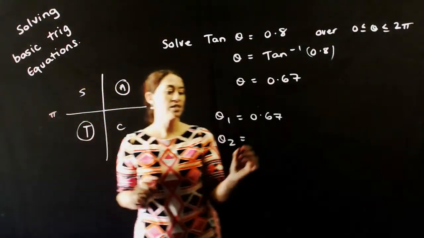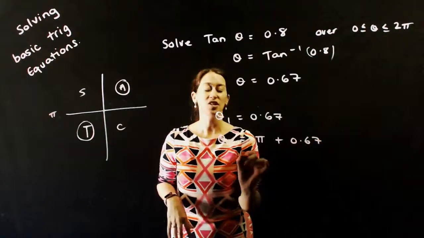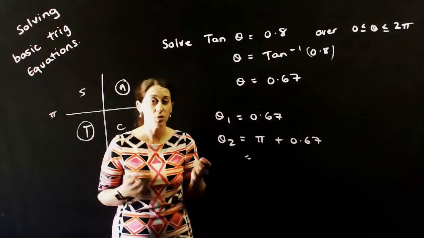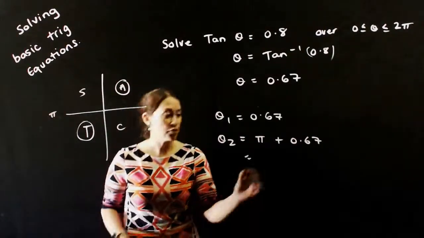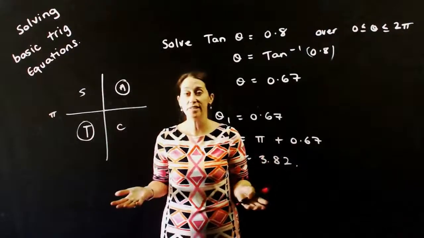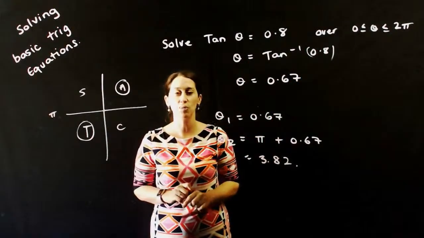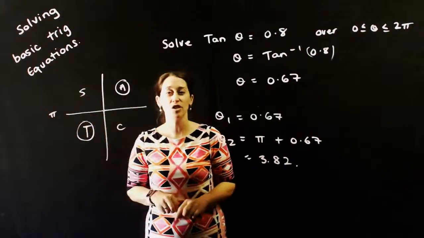The second solution is found by taking pi, because remember this is pi all the way from the positive x-axis, plus 0.67. So you'd use your calculator. Pi is approximately 3.14. You'd add your 0.67 and you get 3.82. And that's your second solution. And that's all the solutions within the domain of 0 to 2 pi for this equation. And that's pretty much all you need to know about basic solving trig equations.